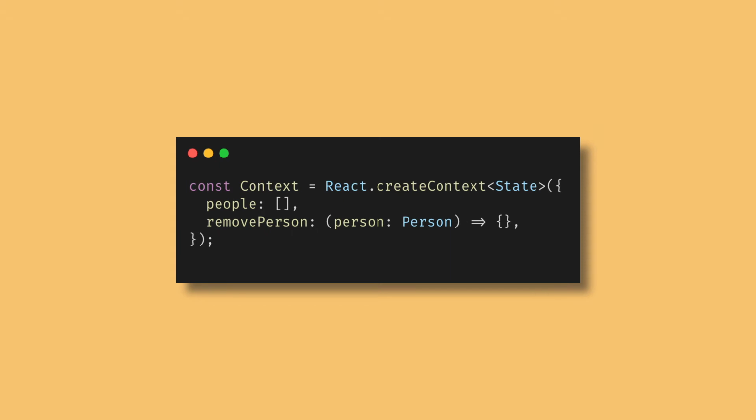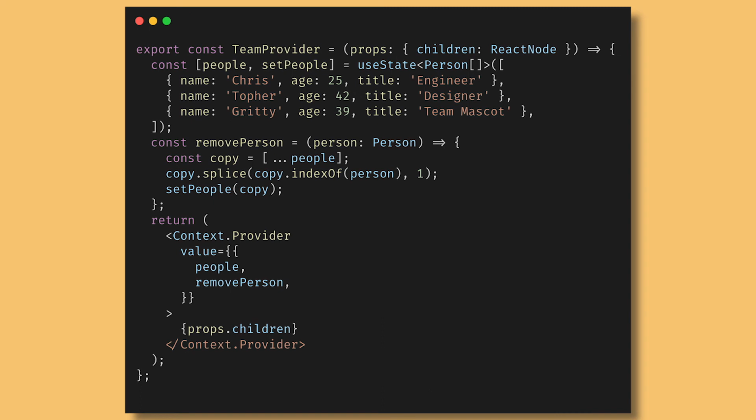The context is created by using createContext with the state type. It receives a default value that we define, in our case, an empty list and an empty callback. Next is the provider, which gets its name because it provides the state to its children components. That'll make more sense in a minute.